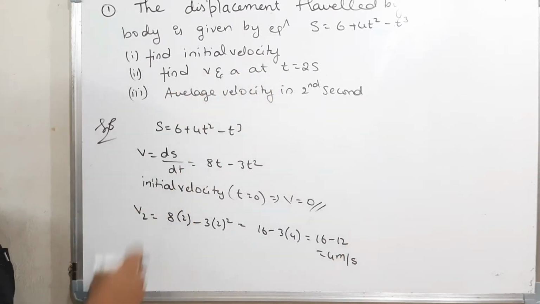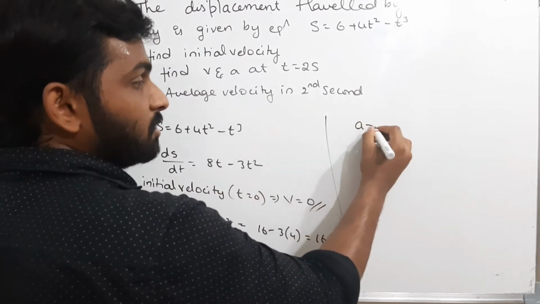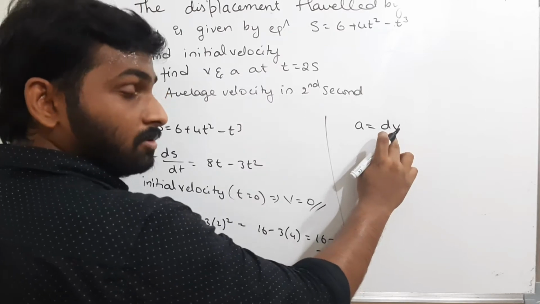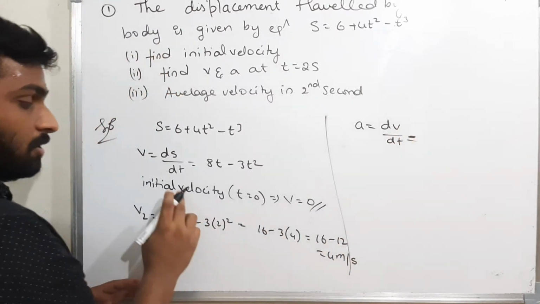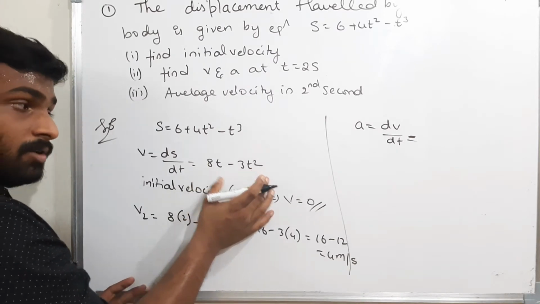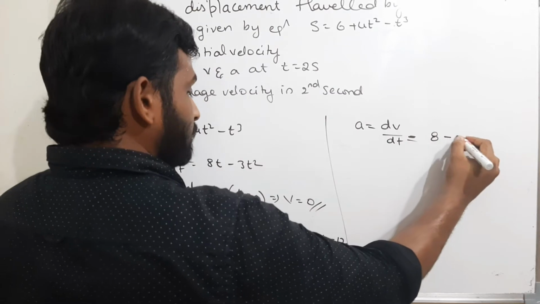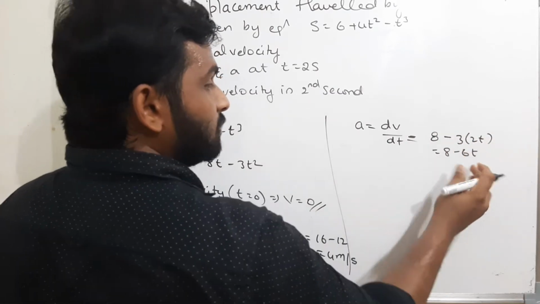Now they want to find the acceleration. How can I get the acceleration? Acceleration is nothing but differentiation of velocity with respect to time. Therefore, differentiate velocity. You got the velocity equation, again differentiate this. If you differentiate, what you will get? 8 minus 3 into 2t. Therefore, what is the answer? 8 minus 6t. This is acceleration.